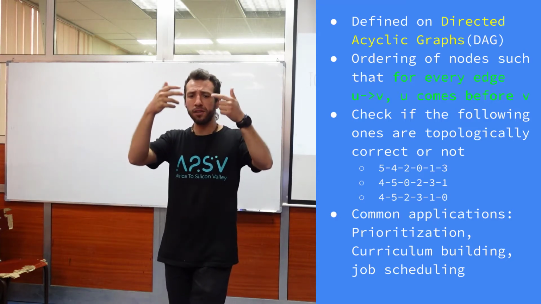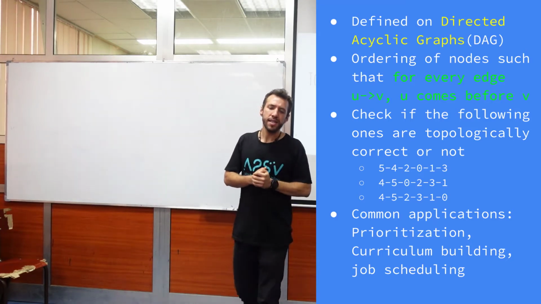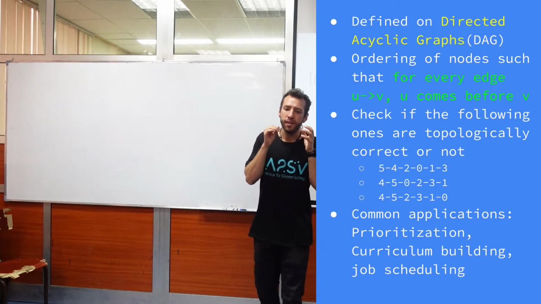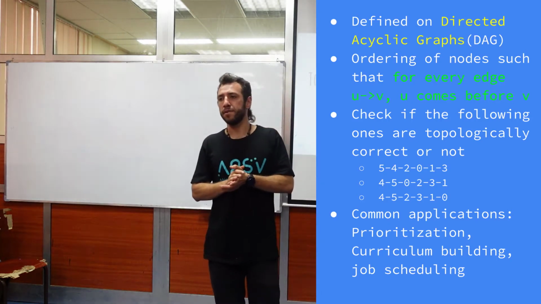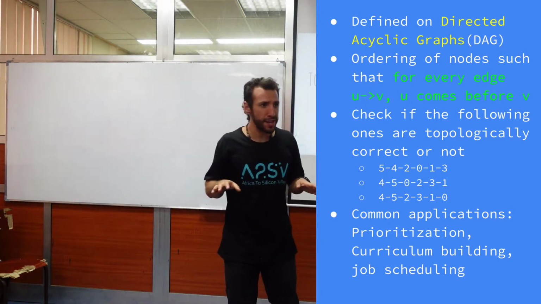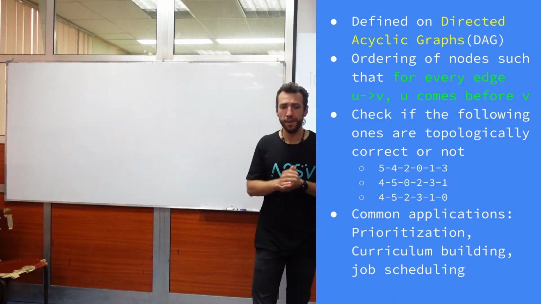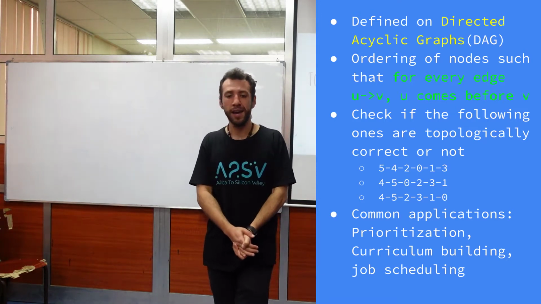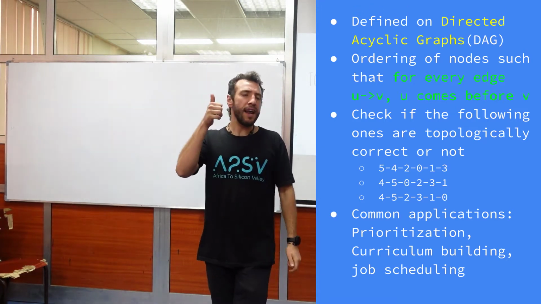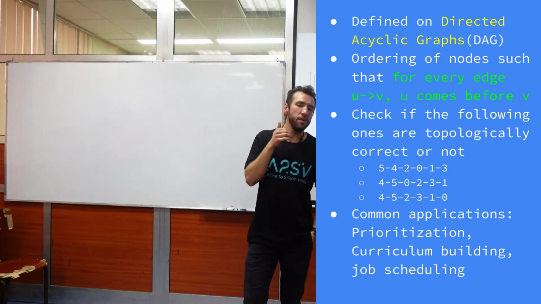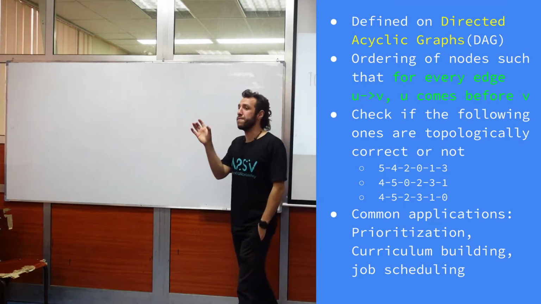So now let's go back to the top of the slide. It says, it is defined on directed acyclic graphs. So let's not get afraid of the term. If we take a closer look, we will understand why this is the case. The graph has to be directed, meaning our edges are one way.